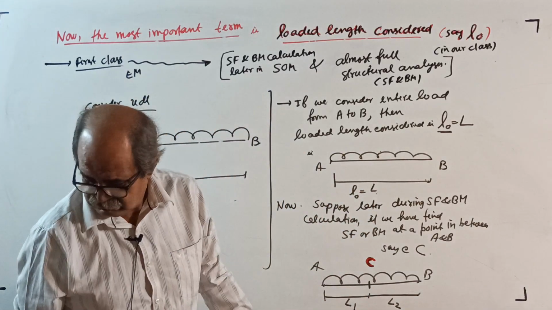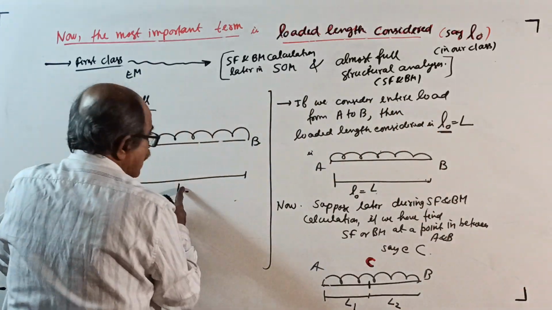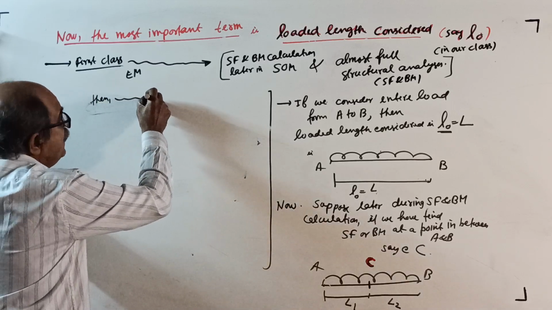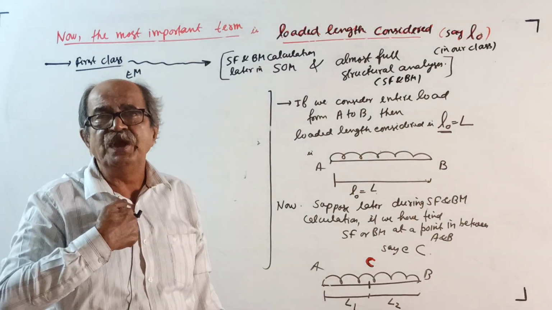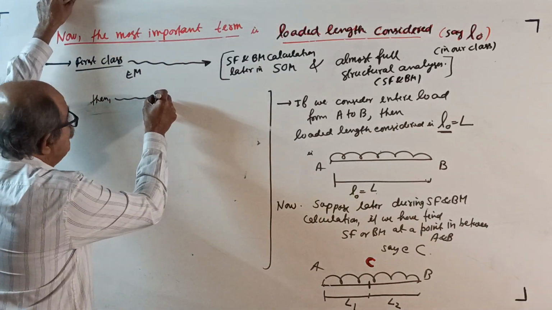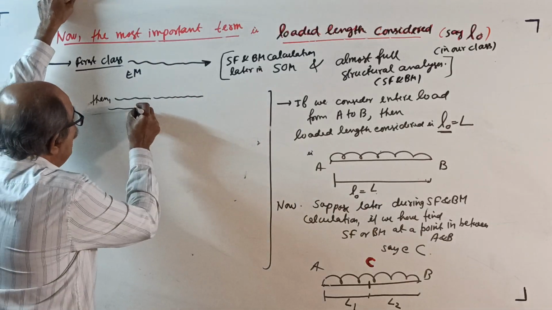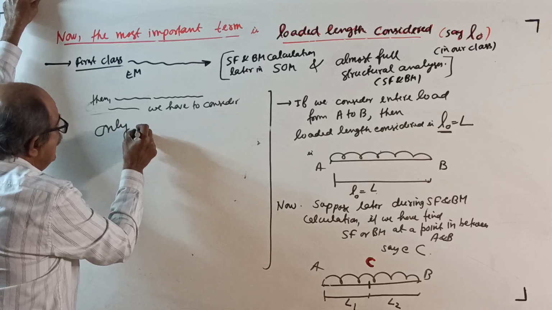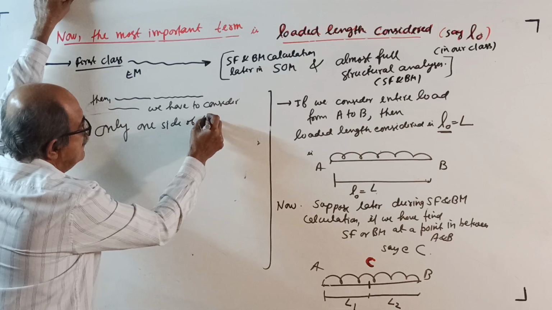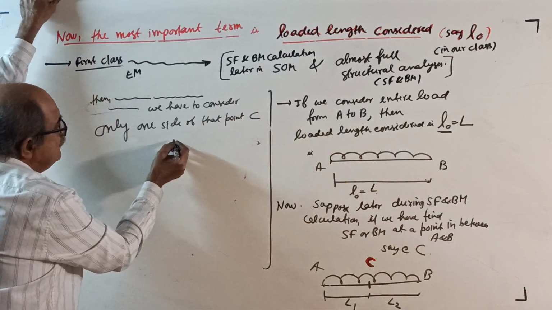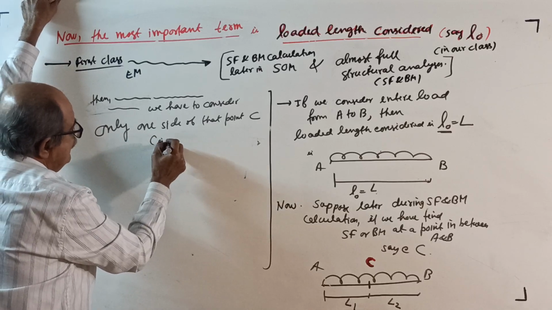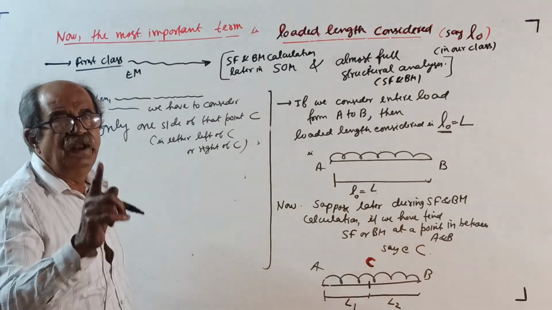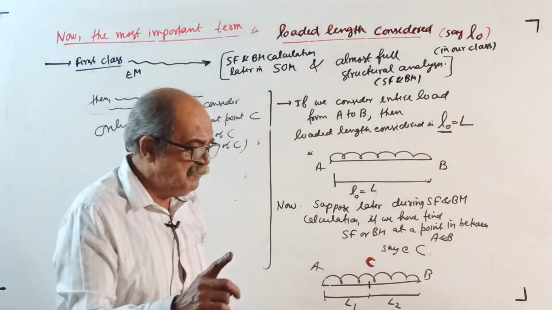Right now you are not knowing, but I am knowing. I will tell you later. We will be knowing later that for finding SF and BM at any point, we have to consider only one side of that point C. That is either the left of C or the right of C. But remember, only one side you have to consider. Why, right now you are not knowing, I am knowing, so believe what I tell you.